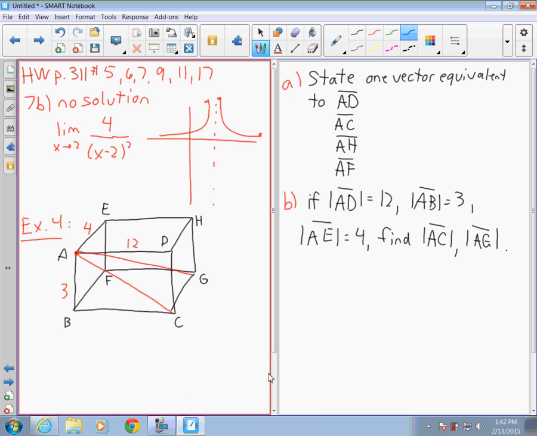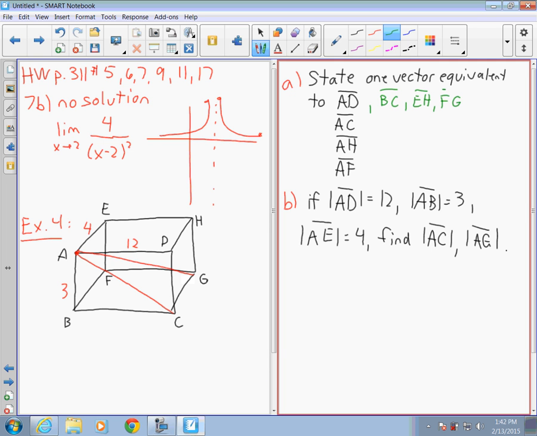AD is going to be this top vector here. Equivalent to that should be BC. Also EH. Also FG. So any of those should be correct. Equivalent to AC should be EG. What else? Equivalent to AH should be BG. And equivalent to AF should be DG.